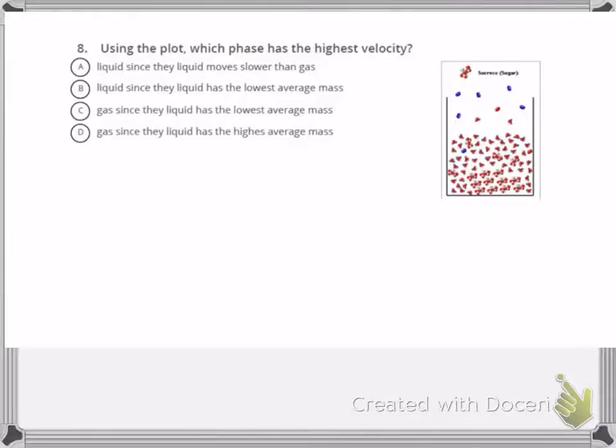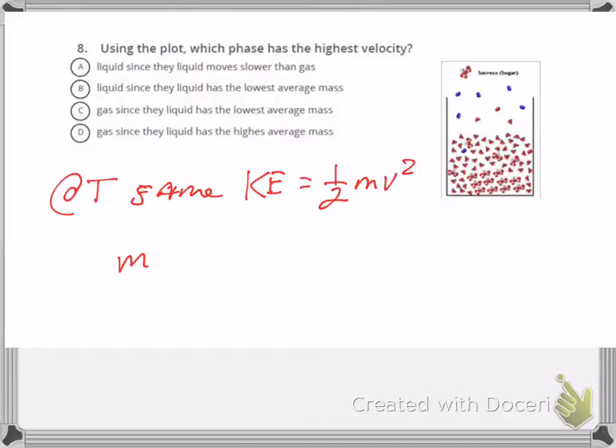Okay, so using the plot here, which has the highest velocity? Just keep in mind that at a given temperature, the kinetic energy is proportional to temperature. But this kinetic energy has to be shared between the mass and the velocity. So as the mass goes down, the velocity goes up. So we have to take a look at the average mass inside the two different phases.